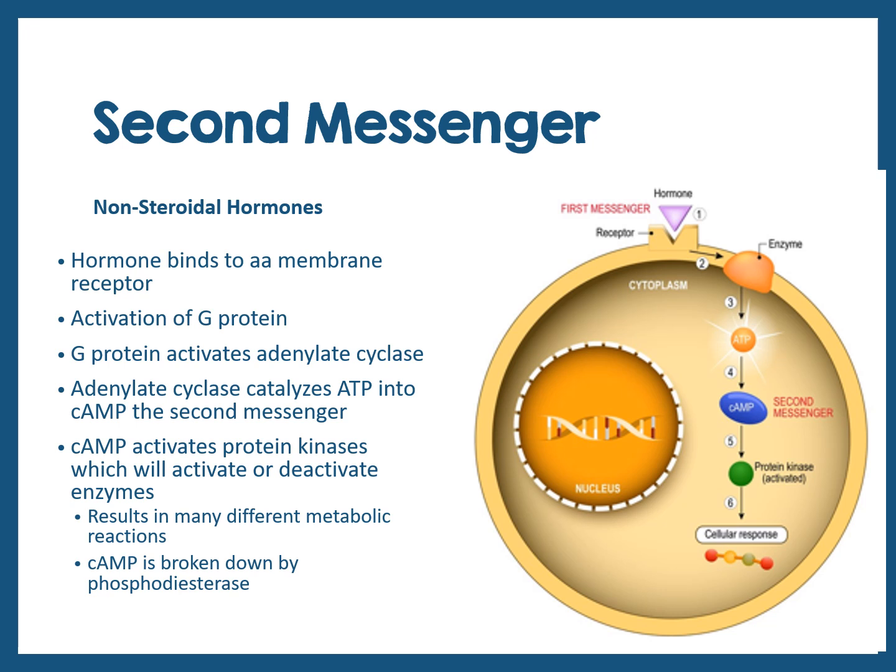cAMP will activate a protein kinase, and that protein kinase will have many different metabolic results. Depending on where we're at and which cell, it can activate enzymes or it can deactivate enzymes, but it will induce some sort of cellular response. And then once the desired goal is achieved, cAMP is going to have to be broken down, and it's broken down by an enzyme called phosphodiesterase.